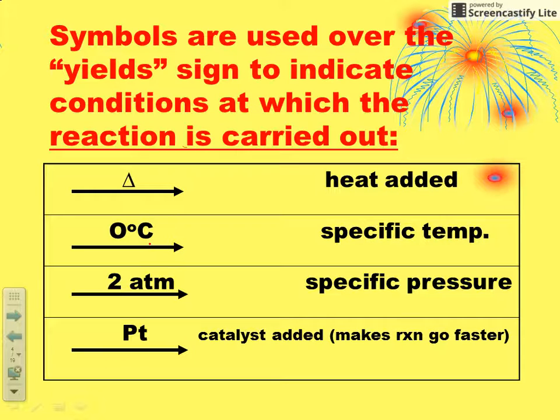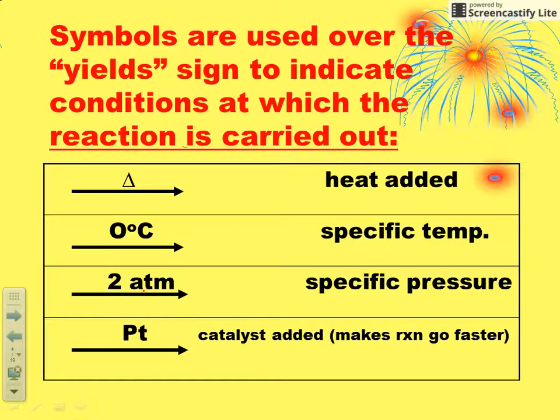Now, if you wanted to be even more specific, you could indicate the specific temperature. So here I just chose 0 degrees Celsius, and that would give you insight into specific conditions that were taking place during the reaction. So obviously, if you were carrying a reaction out at 0 degrees Celsius, it would affect the rate of the reaction. Typically, your reactions are going to go a lot slower in colder conditions and faster in hotter or warmer conditions. If you change the pressure, you could put a specific pressure over the yield sign.